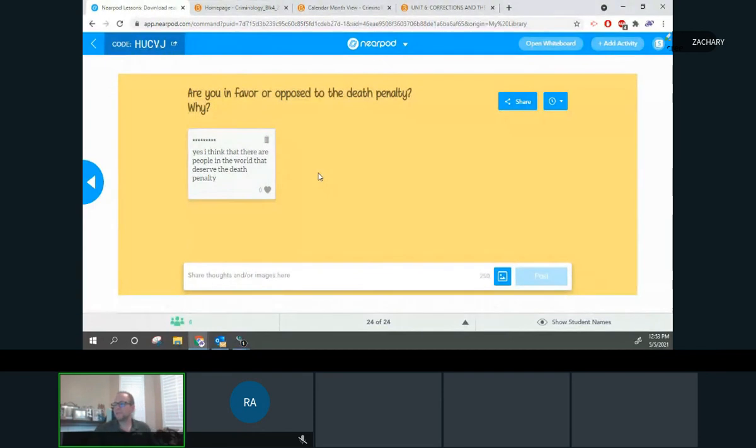So somebody said, yes, I think that there are people in the world that deserve the death penalty. Okay. There are some very, very, I'd almost call them evil people out there that want to hurt and take the lives of others, and it's not a good thing. Yes, evil. Okay, yep. Agreed there. Any other thoughts?